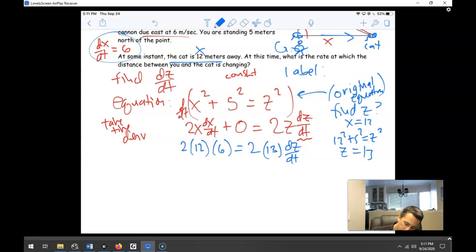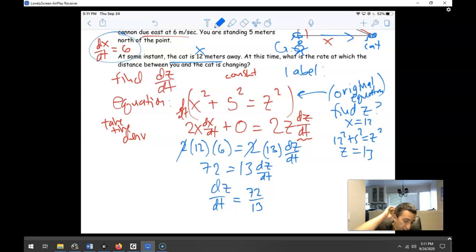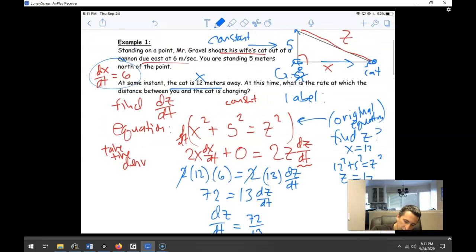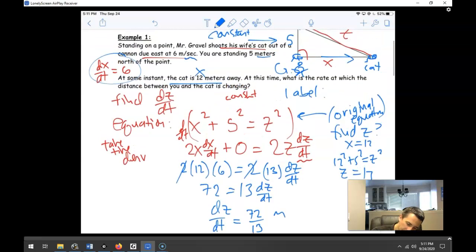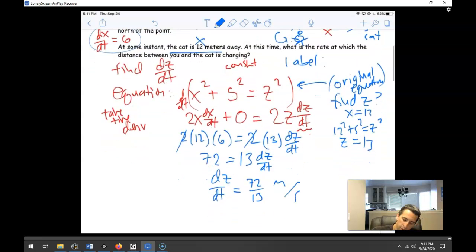Now let's just solve this problem. We can cancel the 2's out. So that's 72 equals 13 dz/dt. That's saying my dz/dt should be equal to 72 over 13. Let's think about the unit. z is a distance, so that's in meters, and t is a time in seconds, so this should be meters per second. So that's how you solve the problem.